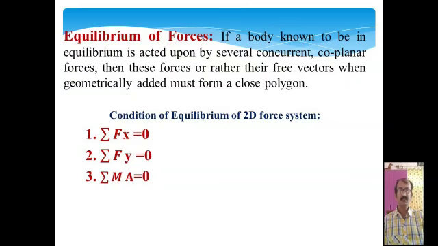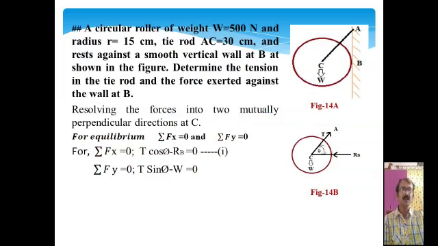Summation of Fx equals 0 means the algebraic summation of all the forces along the x direction equals 0, and the algebraic summation of all the forces along the y direction equals 0. Similarly, the algebraic summation of all the moments with respect to a particular point A equals 0. Now in this diagram, a circular roller of weight W, 500 Newton, and radius R equals 15 centimeter, with tie rod AC equals 30 centimeter, rests against a smooth vertical wall at B as shown in the figure. Determine the tension in the tie rod and the force exerted against the wall at B.